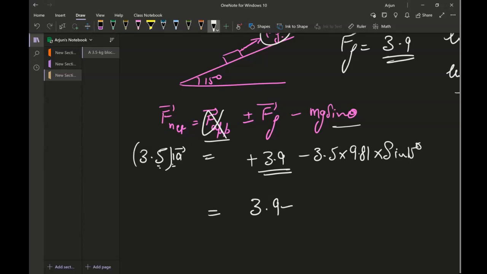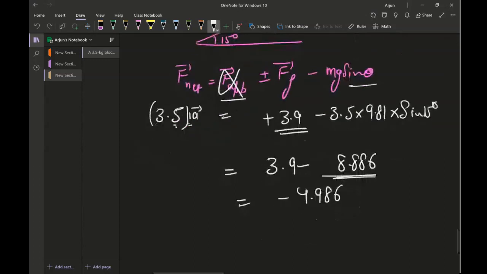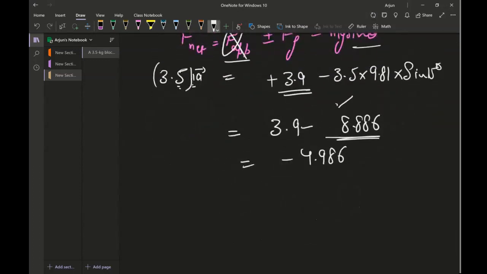Again, make sure your calculators are in degree mode. So this is 8.886. Let me just check whether my calculator was in degree mode or not. Yes, it is in degree. And then 8.886 minus 3.9, which is 4.986, but this is a bigger number, so I'll keep the sign convention. Whatever the sign with this bigger number is, that's what I will retain.